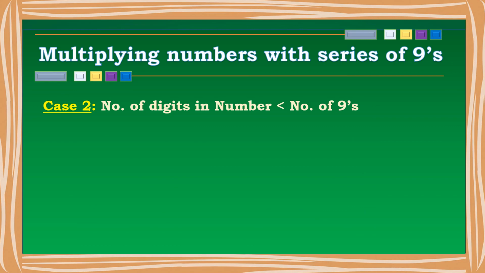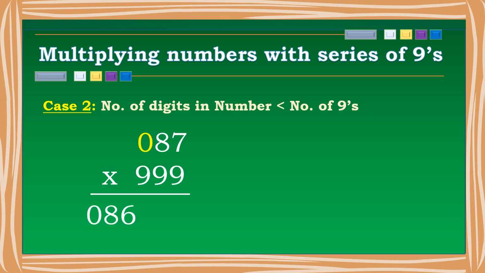Case 2, number of digits in the number is less than the number of nines in the multiplier. Let's take an example. 87 multiplied by 999. Here 87 is a 2-digit number whereas the multiplier is a 3-digit number. So we have to add a 0 to 87 to make it a 3-digit number. So the process is again simple as the previous one. 87 minus 1, 86. Then applying all from 9, last from 10. 9 minus 0, 9. 9 minus 8, 1, 10 minus 7, 3.